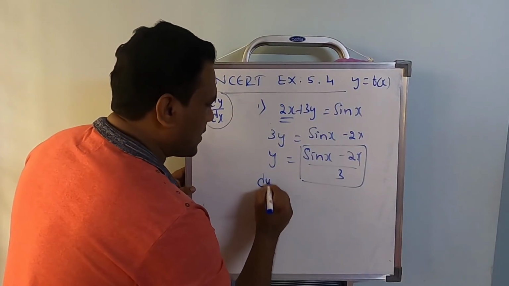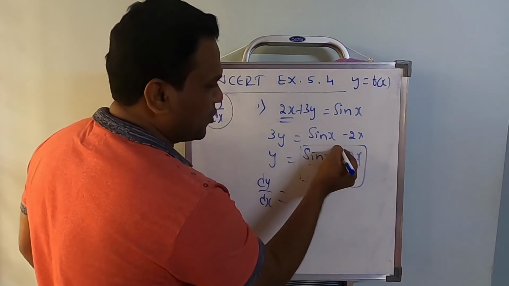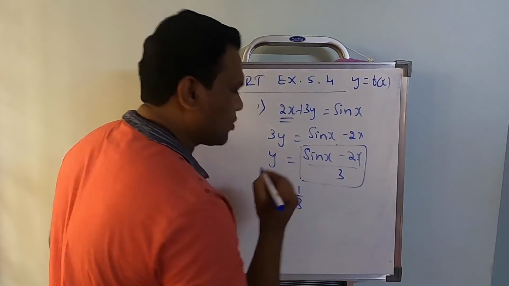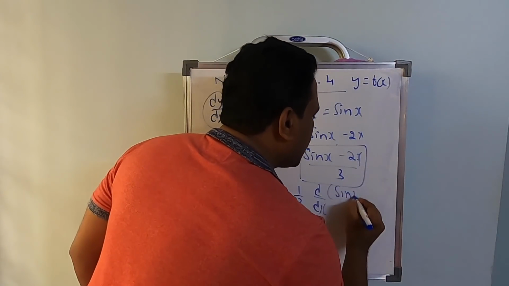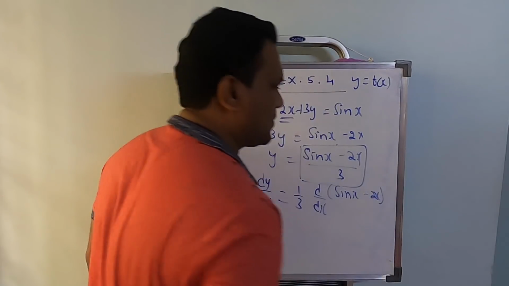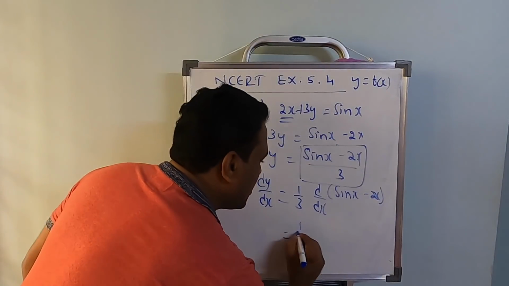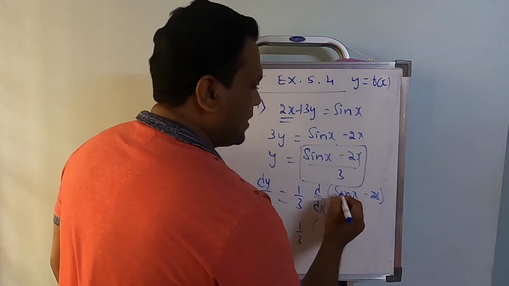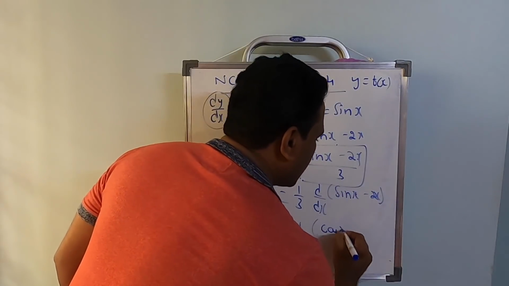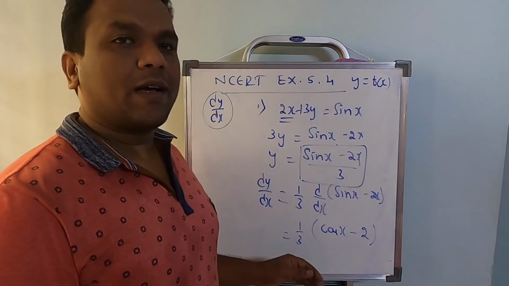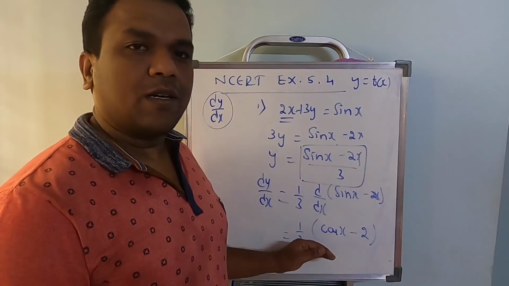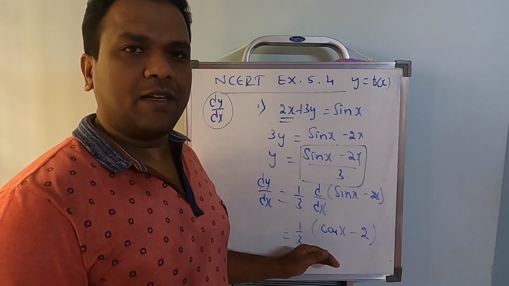Differentiation of the left hand side is dy by dx. Here you notice 1 by 3 is a constant, so keep it outside, and differentiate only sin x minus 2x. Now the differentiation will be done. 1 by 3 multiplied by differentiation of sin x, which is cos x, minus differentiation of 2x, which is 2. Just go back and check the answer in the first one and the second one, both are going to be the same.